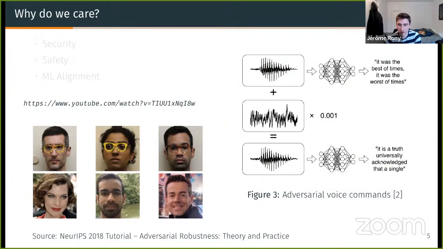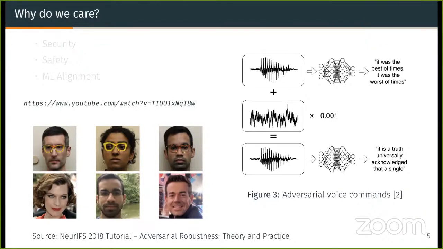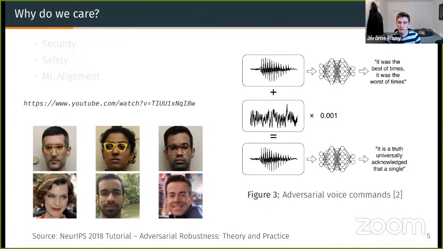So why do we care? We can argue that this issue is purely synthetic, but there are three main reasons that we care about it. First, it's the security perspective. You can imagine that in systems that use biometric authentication, for example, that could be an issue.